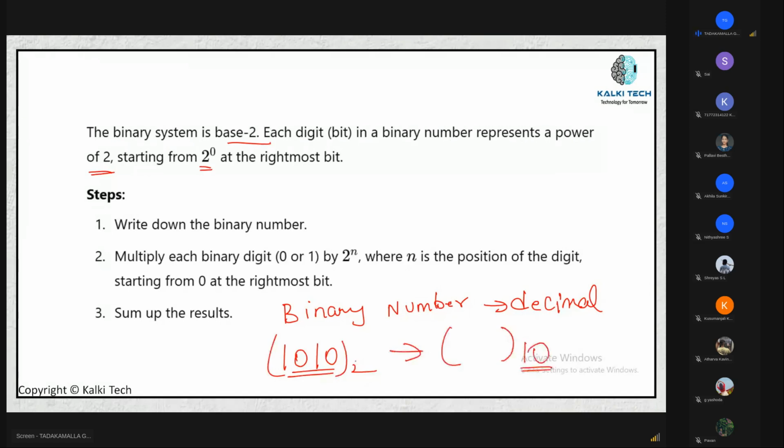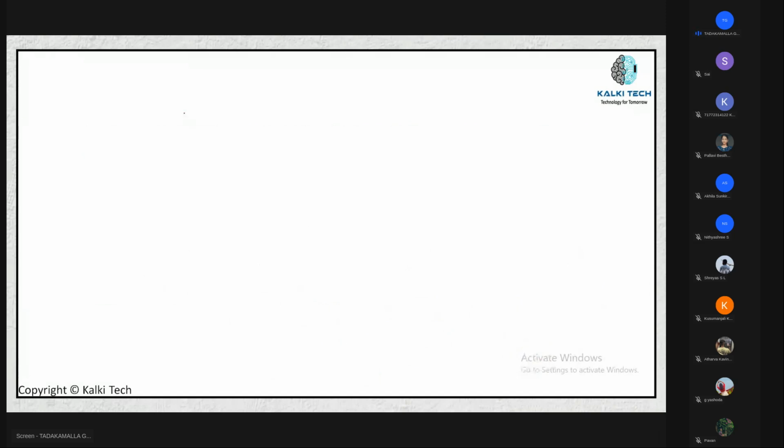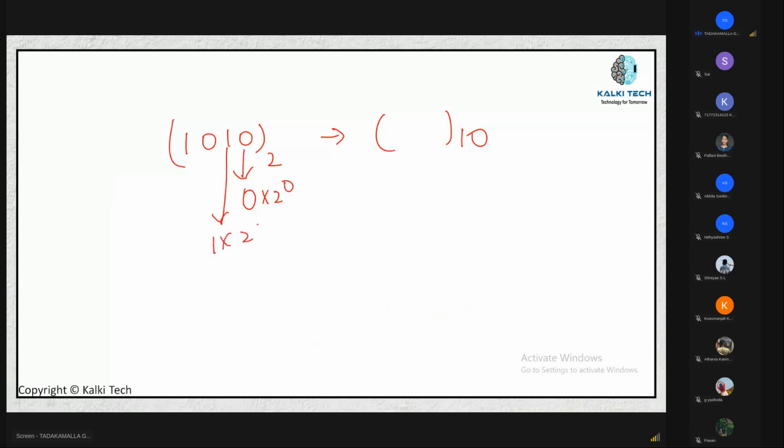So how are you going to convert? You are going to take the weights of the individual digits and add them. Suppose you have 1010 to the base 2 and want to convert it into base 10. You consider the weights of every digit: 0 into 2 power 0, 1 into 2 power 1, 0 into 2 power 2, and 1 into 2 power 3. And you add all these weights.